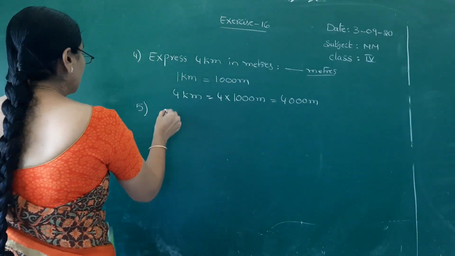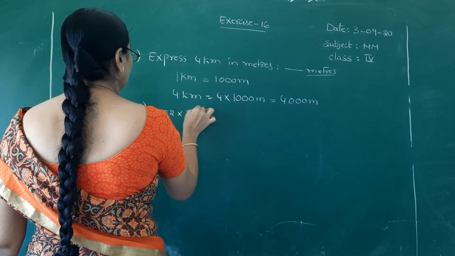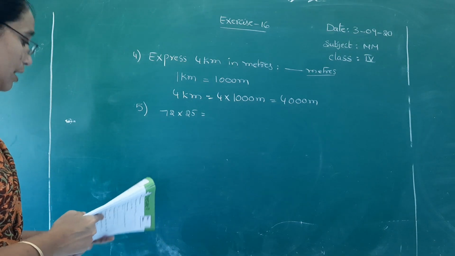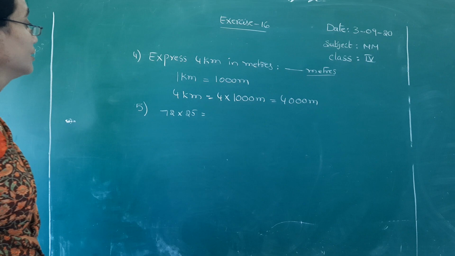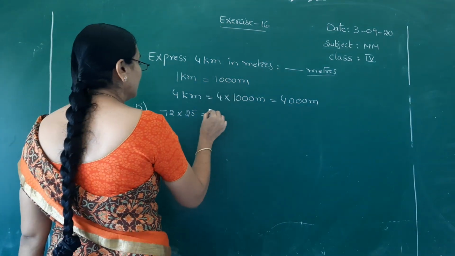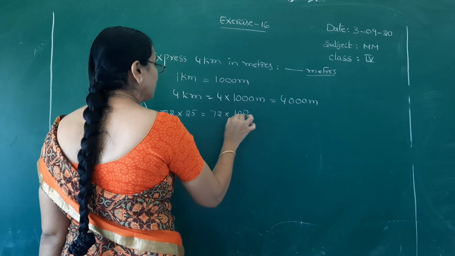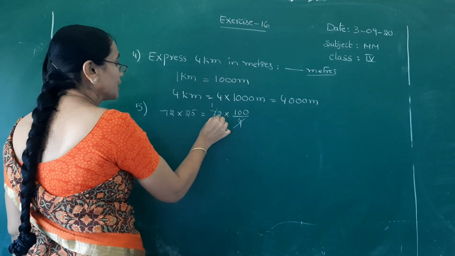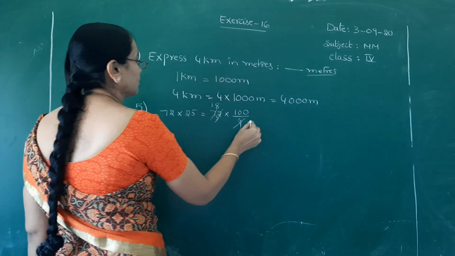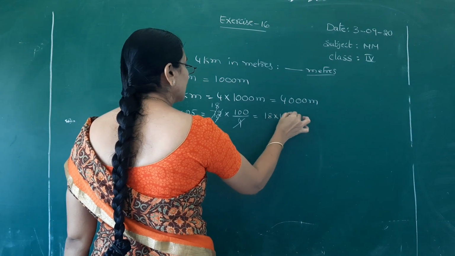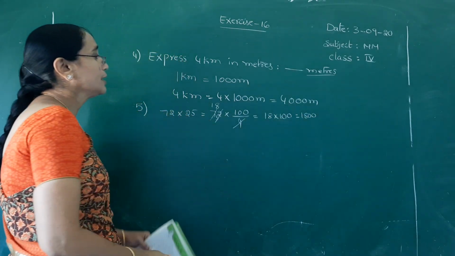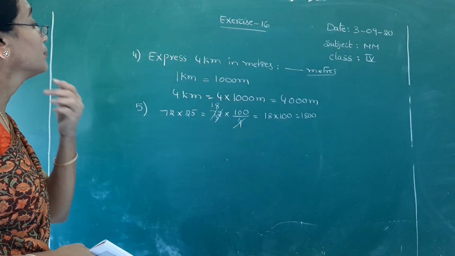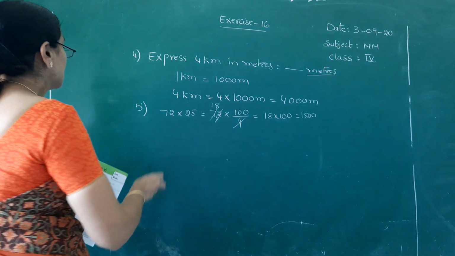Fifth problem. 72 into 25. Already you know multiplication, but you don't do direct multiplication with 25. Already you know 4 25s are 100. That means 4 25s make 100. So that can be expressed as 100 by 4. You know short division. 4 ones are 4. 7 minus 4, 3. It is 32. 4 8s are 32. So 18 into 100, that is equal to 1800. Everybody knows normal multiplication, but you know somewhat applications in multiplication. It is easy to do that problem. See the 6th problem.